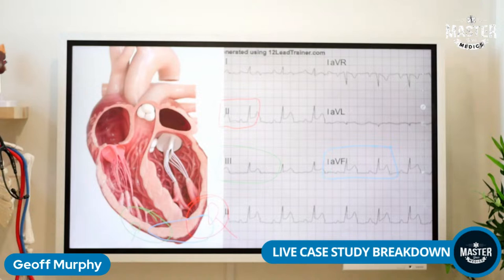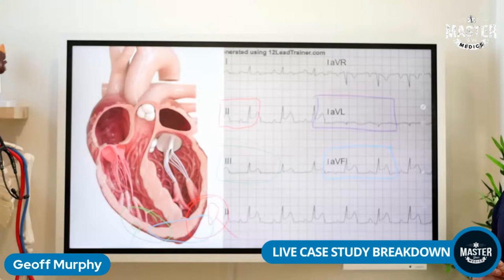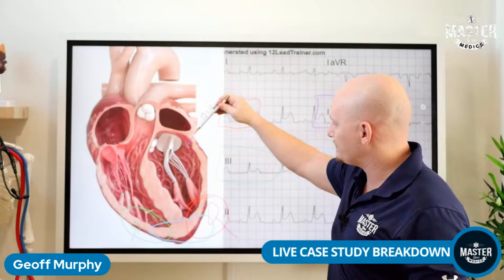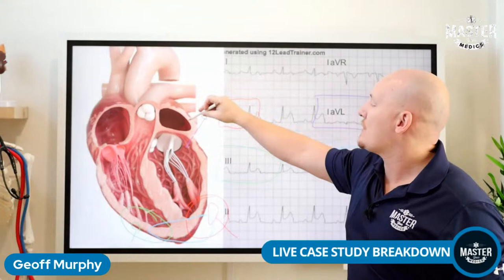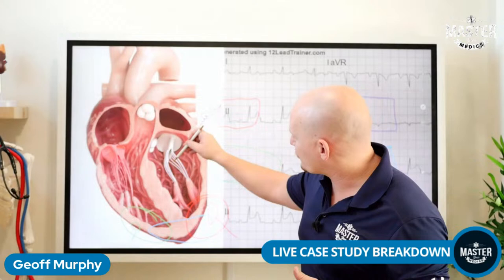Okay, AVL. Now in this particular one, it is not showing the signs that you would often see in an inferior myocardial infarction. To give you a reference, AVL is up here, and it's looking directly at the left ventricle, the very top portions here. If you had an infarct this high, like say a high left circumflex, then it would have ST elevation. In an inferior myocardial infarction, however, it's actually looking directly through the heart like so.